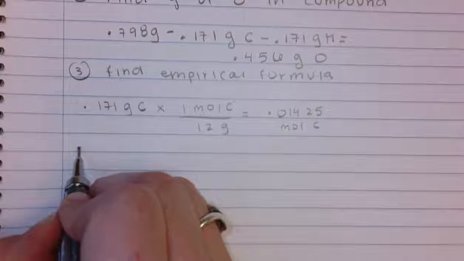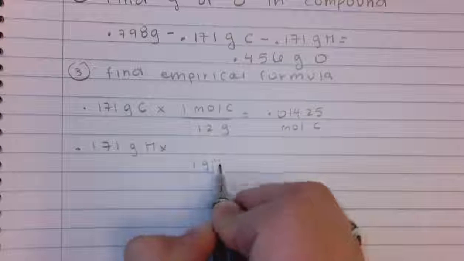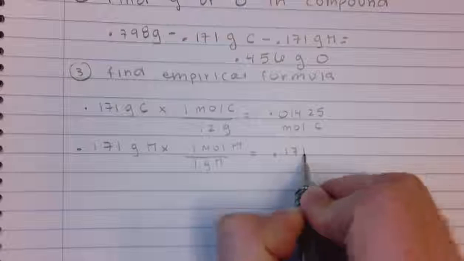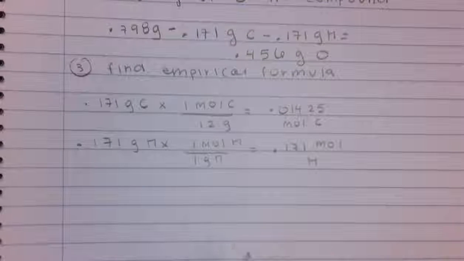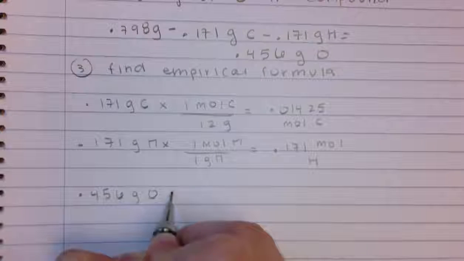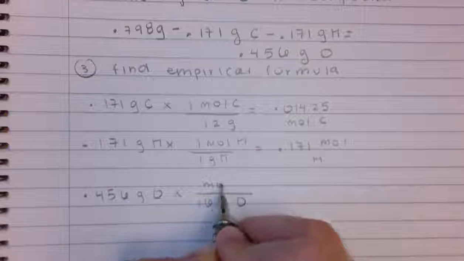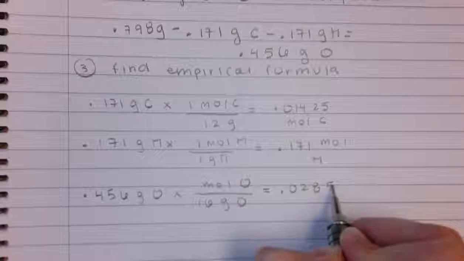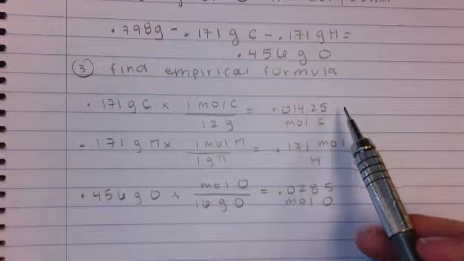So then I'm going to do the same thing with hydrogen. And I get 0.171 moles of hydrogen. Then we're going to do the same thing with oxygen. And I get 0.0285 moles of oxygen. So the next thing that we're going to do is divide by the lowest number of moles.